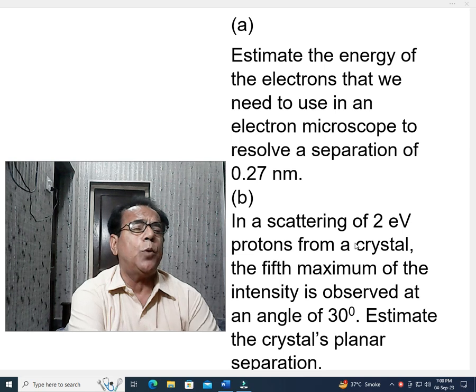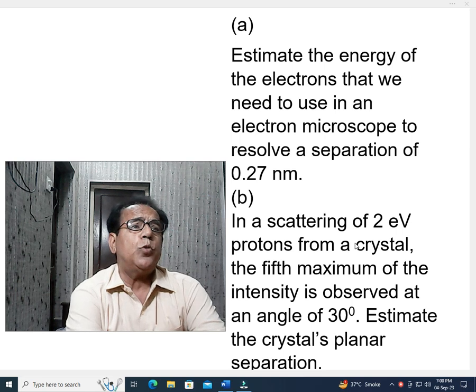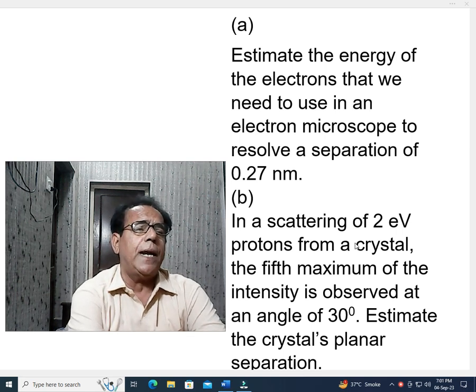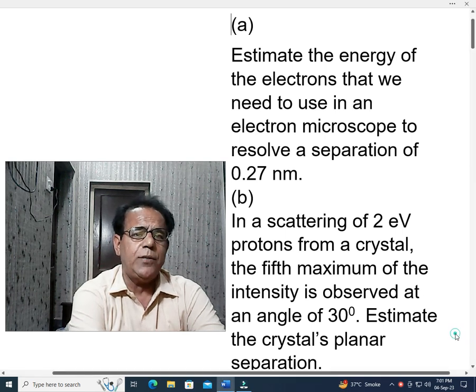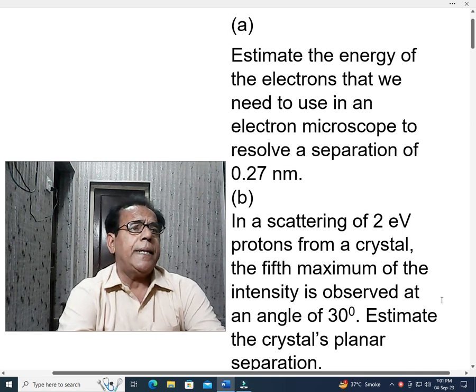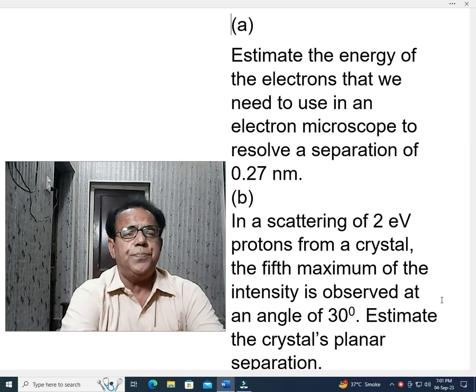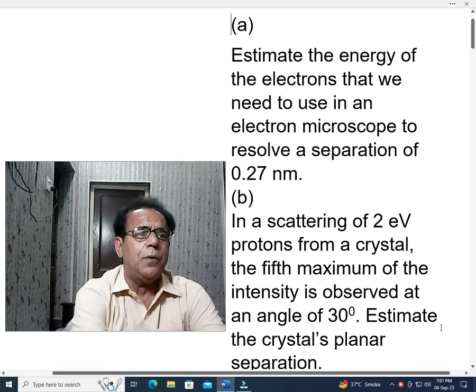This is our next problem of quantum mechanics, chosen from the book Quantum Mechanics: Concepts and Applications by Nouredine Zettili. As usual, we first come to its statement. Its statement has two parts. Part A: estimate the energy of the electrons that we need to use in an electron microscope to resolve a separation of 0.27 nanometer, nano standing for 10 raised to the power minus 9.